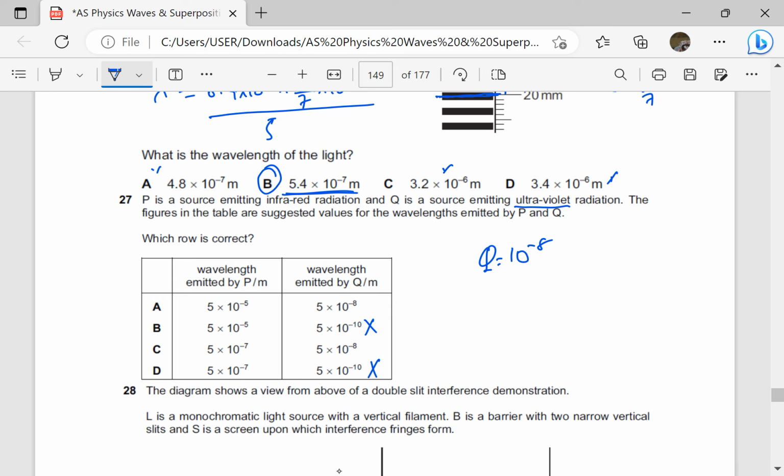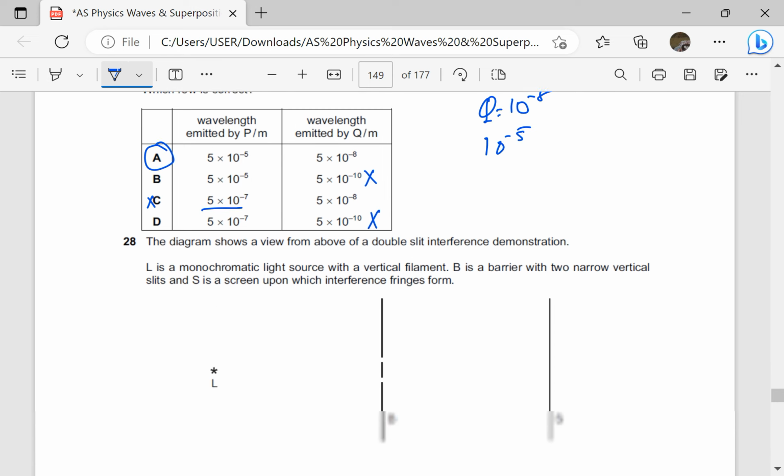Then the figures, P is infrared. Infrared is after red, so it must be more than 10 power negative 7. So it could be 10 power negative 6, negative 5. So we eliminate this one because it is in the visible spectrum. So our answer is going to be A.